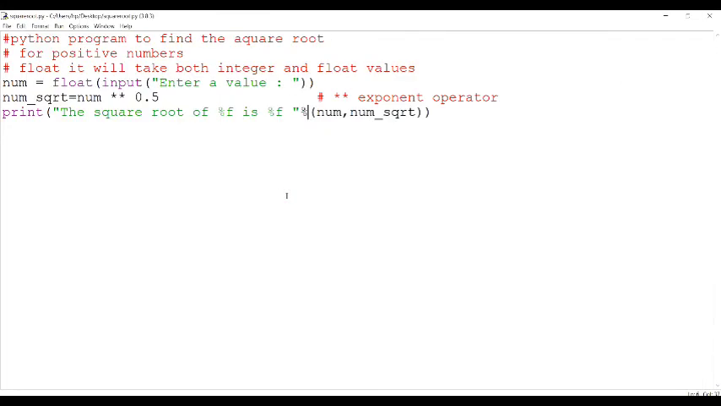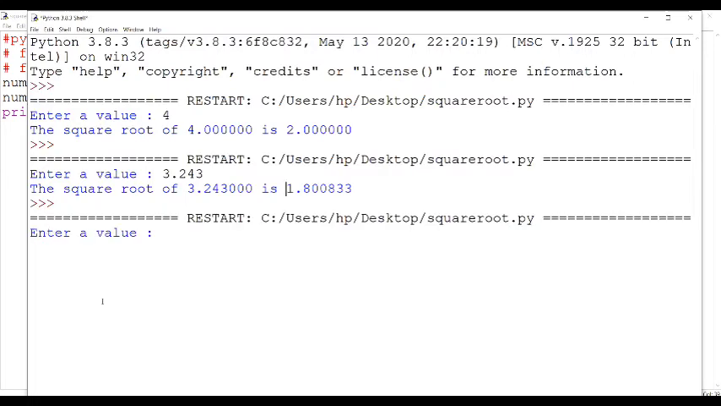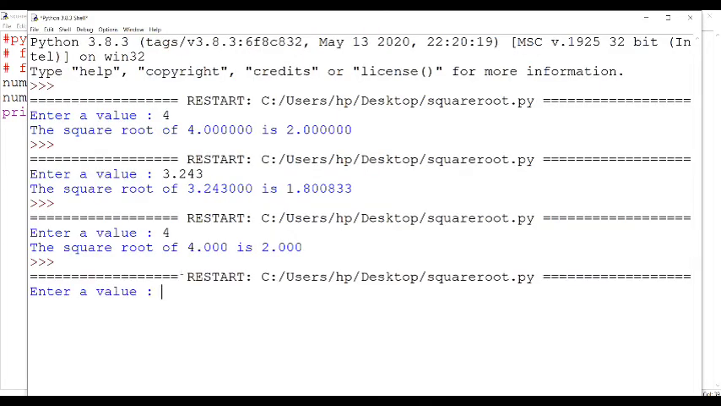So now I will make some change here. I will give 0.3f, which means that I want to print only 3 values after the decimal. Now I will run this program, then you will understand the difference. See, now I am giving 4. It will represent only 3 zeros after this, but before it had represented 6. That's the difference.